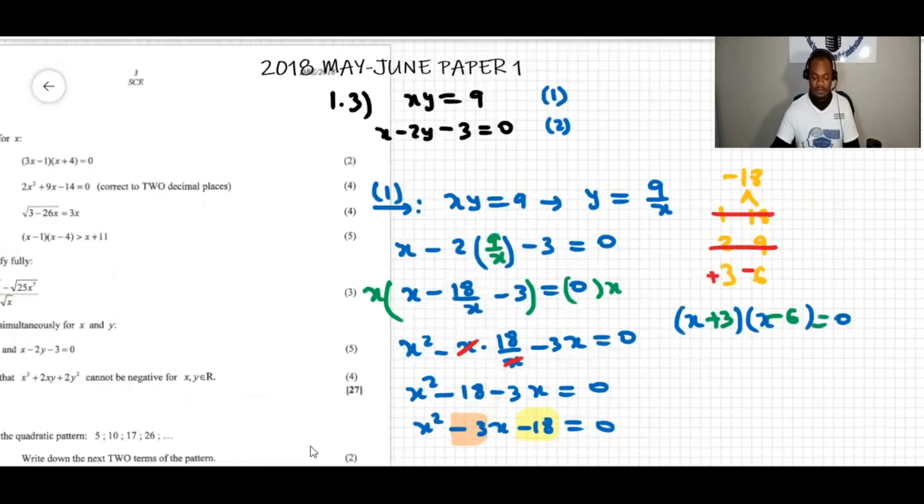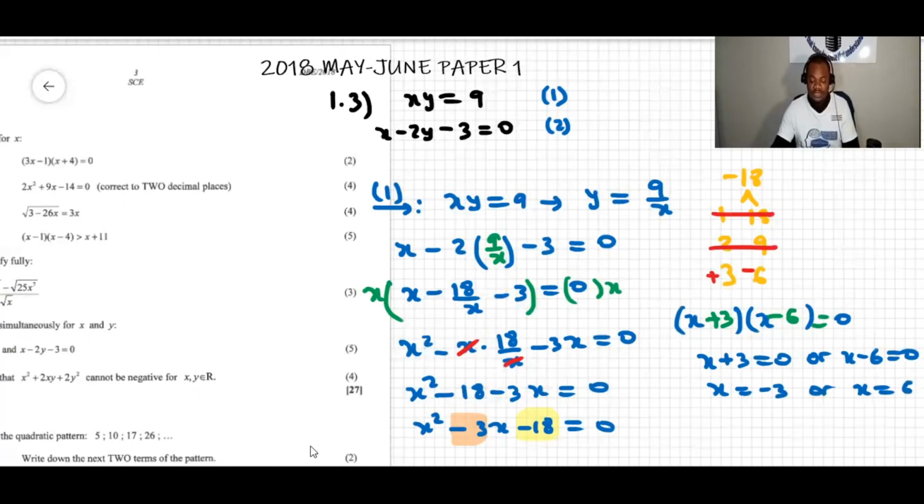Then we work out: x plus 3 is 0, or x minus 6 is 0. This means that x is equal to negative 3, or x is equal to 6. Once we find the values of x, we're going to substitute. We can substitute in equation 1 or equation 2, it will generate the correct answer, but I always prefer to substitute over here, where I worked out equation 1 in terms of one variable.